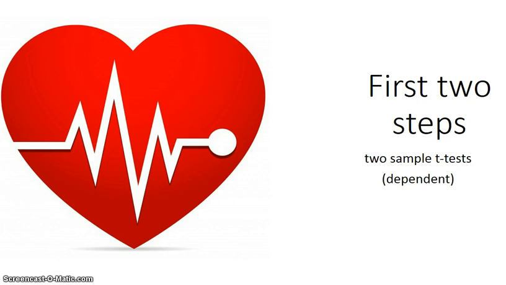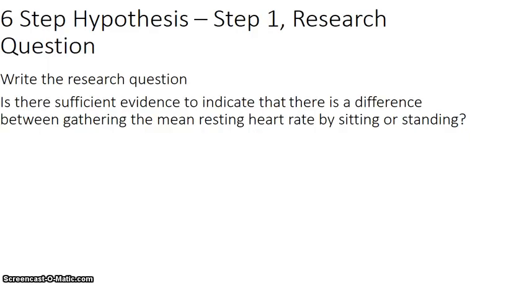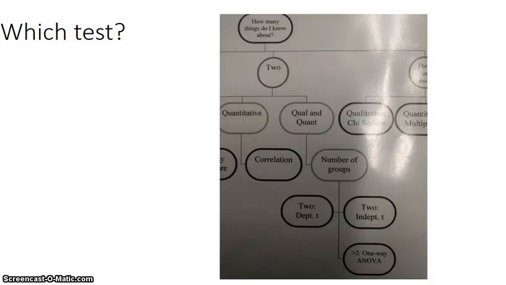In our second example, we will look at a two-sample t-test that is dependent. The research question we are looking at in step 1 is: is there sufficient evidence to indicate there is a difference between the mean resting heart rate by sitting or standing? In this example, we still have one quantitative variable, the heart rate, and one qualitative variable, resting or standing position. We use a two-sample t-test.